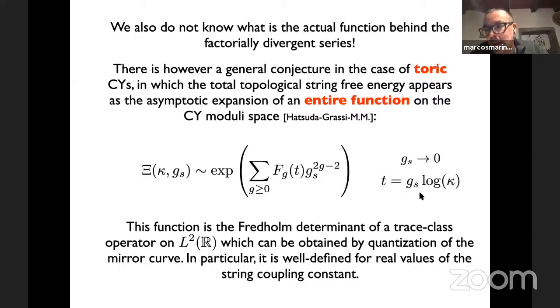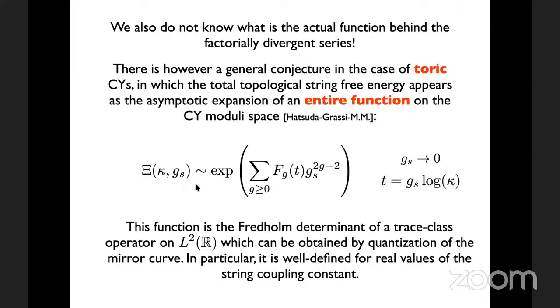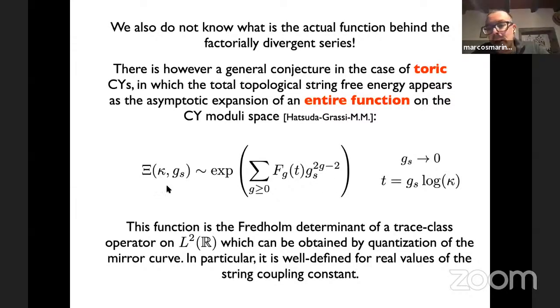This is a double scaling limit, right? It's sort of a 't Hooft limit in which kappa goes to infinity. But actually, kappa has the meaning of the modulus of the Calabi-Yau, right? So this is really an entire function on the full moduli space. In particular, in this function there is no conifold singularity. The conifold singularity is resolved because it's entire. So in the full definition of this function, this is an asymptotic expansion, but in the full theory there is no singularity.